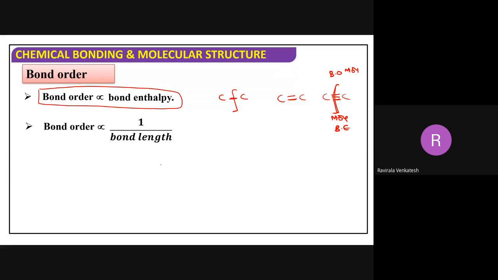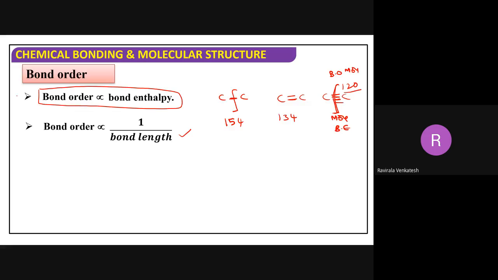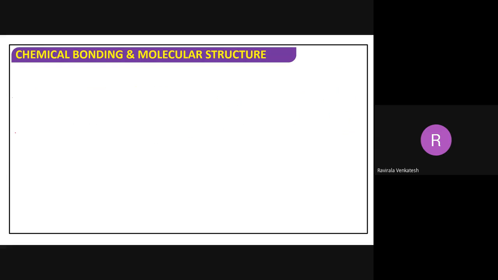After that, bond order and bond length. When you get more bonds, what happened? They come near. See, for example, the bond lengths are 154 picometer, 134 picometer, and 120 picometer. So when you have more bonds, they are coming near. Therefore, bond length decreases when you get more bond order. So this is important for you. Remember this one. This is the relationship between bond order and bond length.